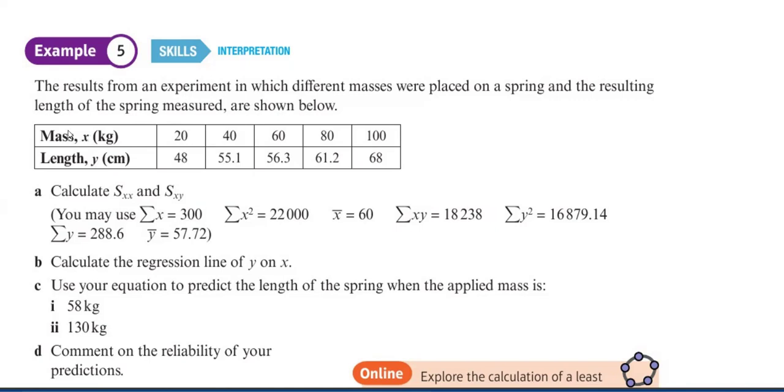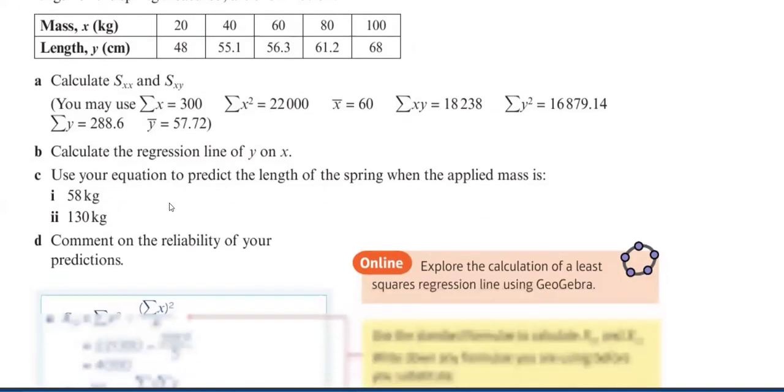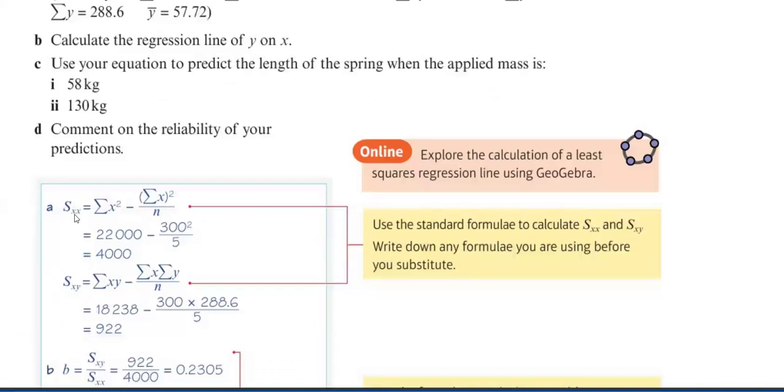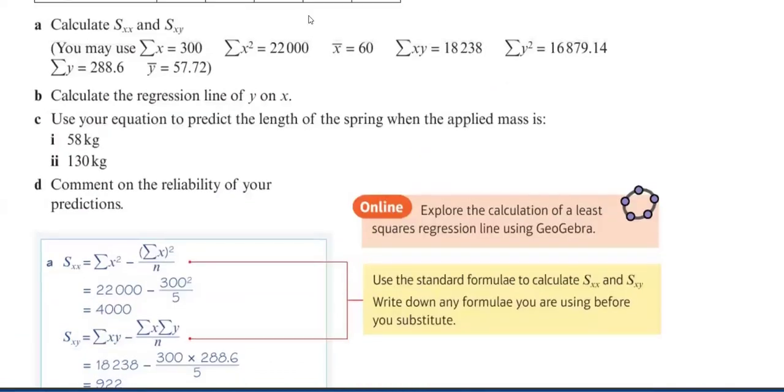Then x is the independent variable, y is the dependent variable. Calculate Sxx and Sxy. Sigma x squared, x bar, sigma xy, sigma y squared, all details are given. It is very easy to find Sxx and Sxy. You have to know about this one only. Sxx means sigma x squared minus (sigma x) squared over n. Therefore, given data, you have to substitute.